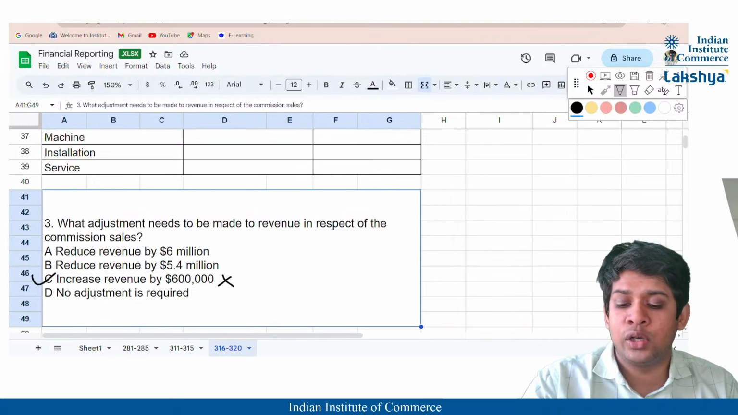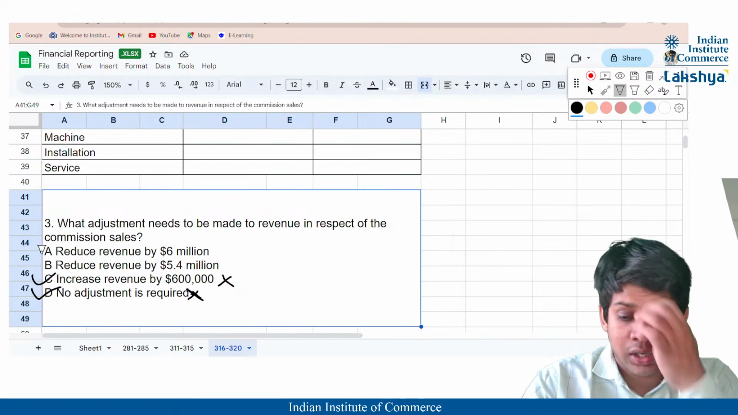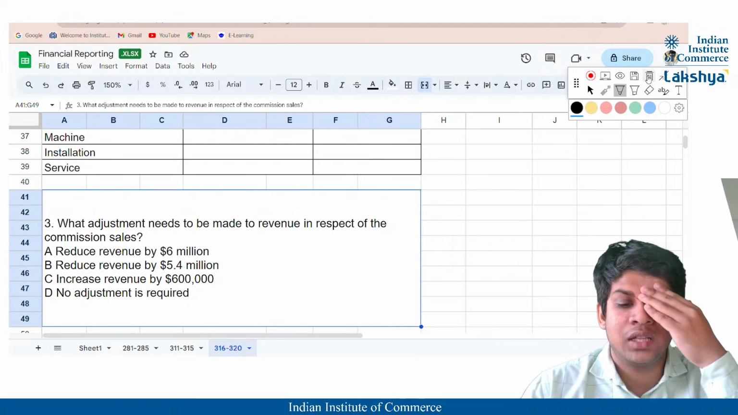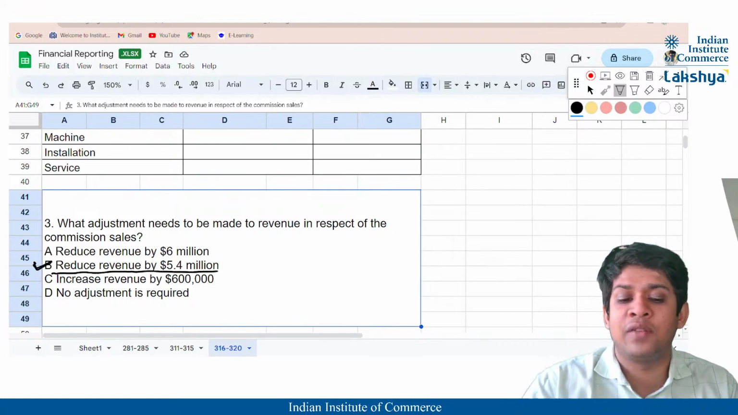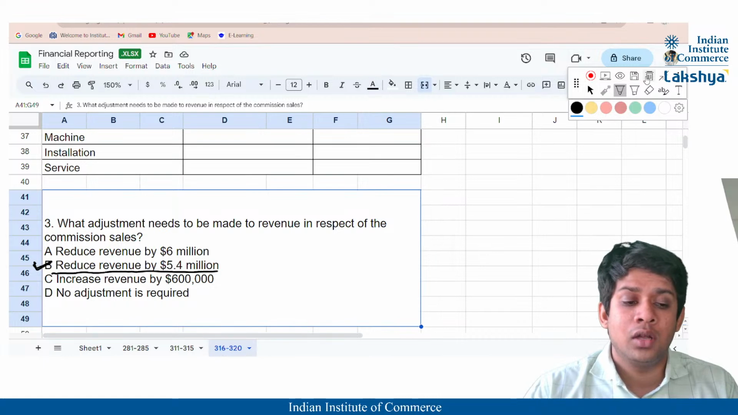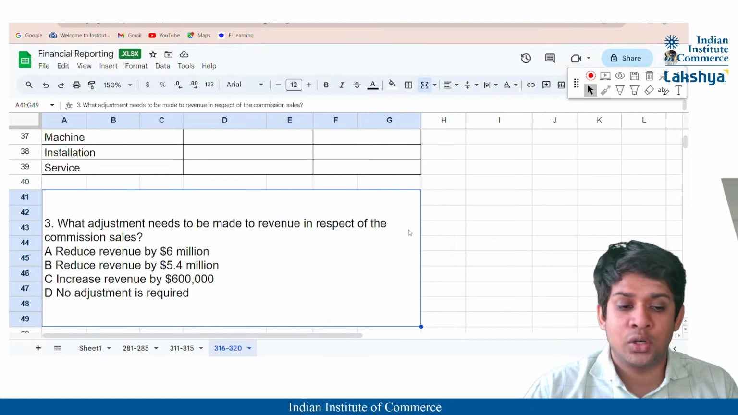Increase revenue obviously is not going to increase it. No adjustment is required. No, that is also not true, right? So option B is going to be the right answer. There is an adjustment required. You're supposed to reduce revenue by 5.4 million. Okay. I hope this part is clear to you all.